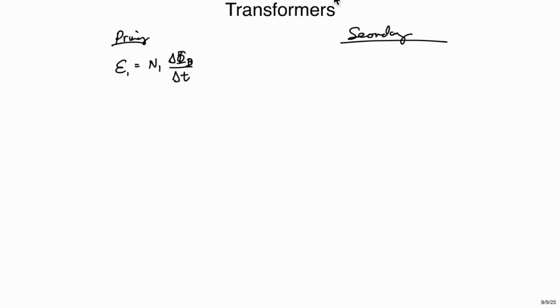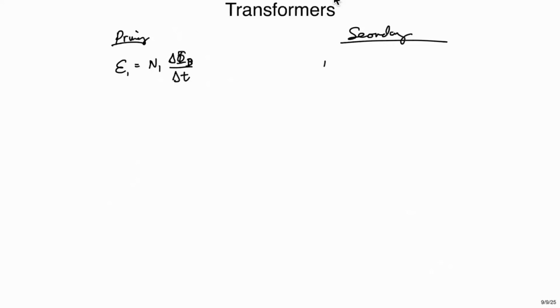Transformers require AC current. You cannot do transformers with DC because you need a change in flux. DC will cause the magnetic field to go in one direction and just keep going that direction and never change. So what we need is changing magnetic flux. We need the flip-flop that comes from AC current.